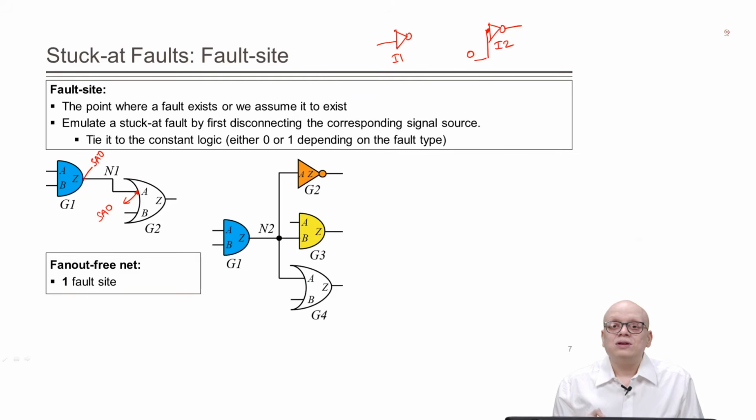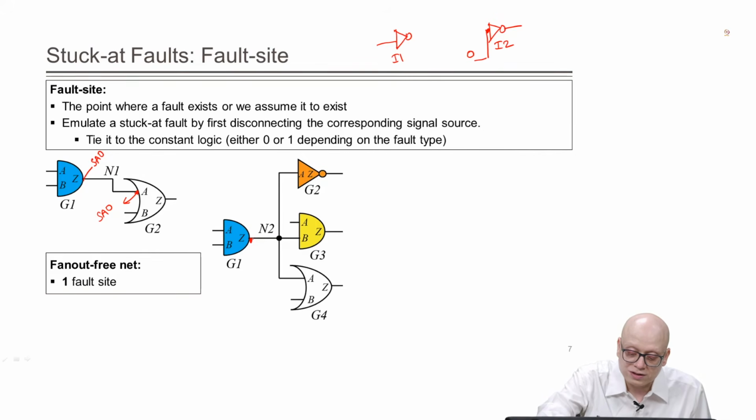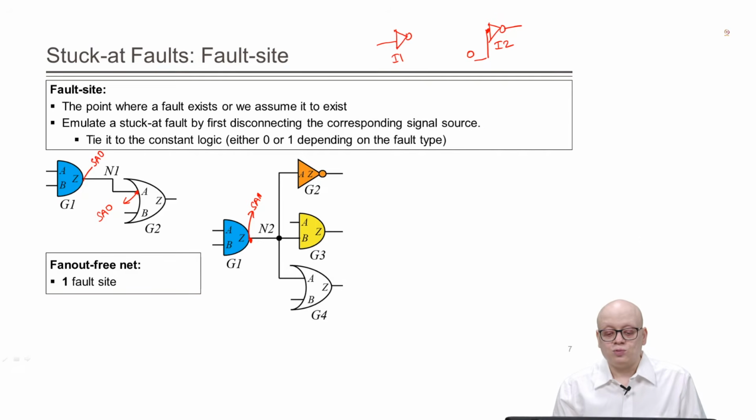But what about the nets which have a fan-out of more than 1? For example, this net N2. In this case, how many fault sites will there be? Suppose there is a fault at the output of G1, and this one was stuck at 1. Then it means that all the driven pins will get a value of 1.